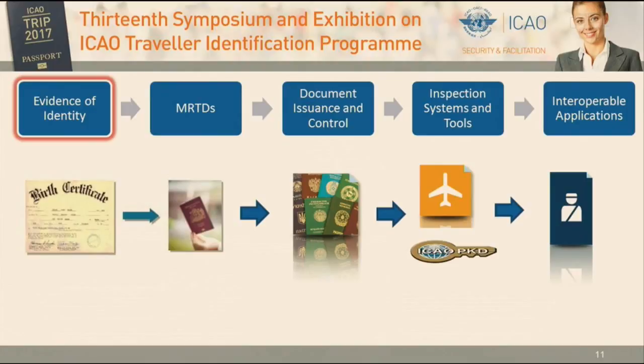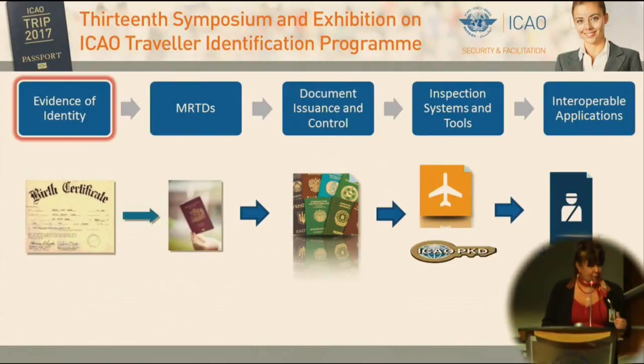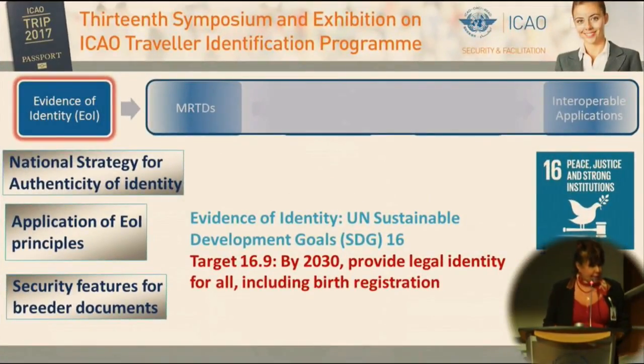The 5 elements of the TRIP strategy. We have here evidence of identity, MRTD, document issuance and control, inspection systems and tools, and interoperable application. I will give you some highlights for the steps to take for each of these elements. Let me start first with evidence of identity. There is a need for each state to establish a national strategy of authenticity of identity, application of the evidence of identity principles, and also the need to add security features for the breeder document. This evidence of identity is also linked to one of the UN Sustainable Development Goals, which is 16.9, asking that by 2030, there is a need to provide legal identity to all.